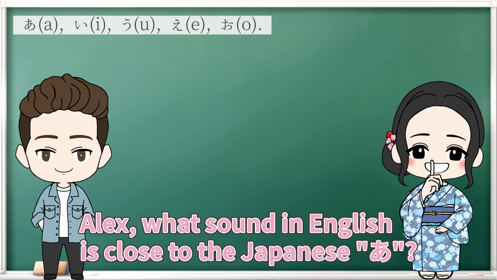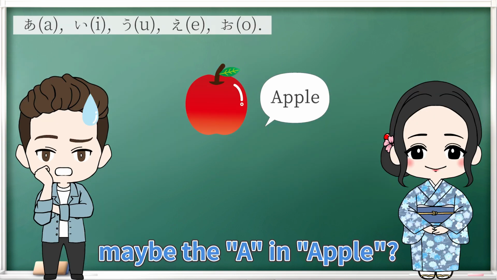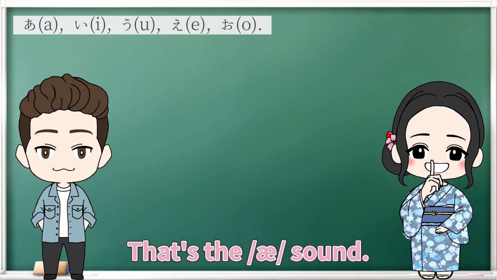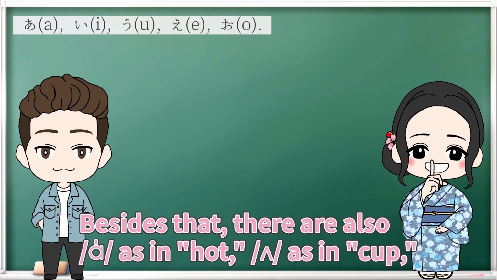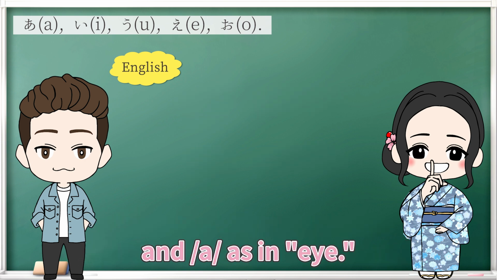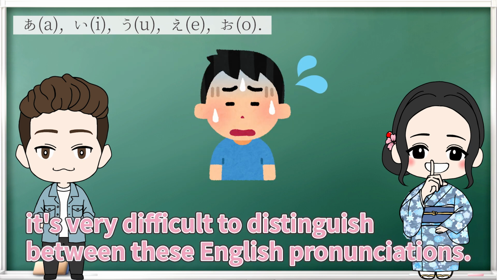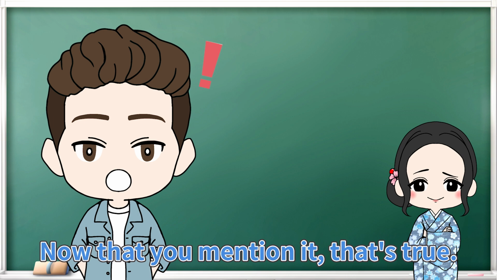Alex, what sound in English is close to the Japanese a? Maybe the a in apple? That's right. That's the a sound. Besides that, there are also a as in hot, a as in cup, and a as in eye. But in Japanese, there's only a. For Japanese people, it's very difficult to distinguish between these English pronunciations. Now that you mention it, that's true.